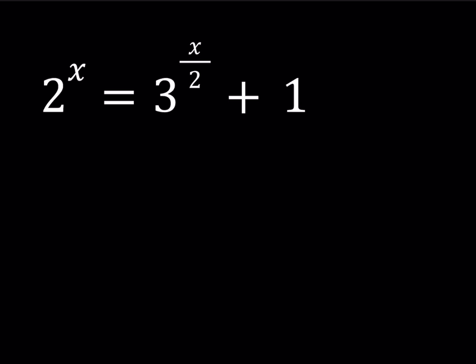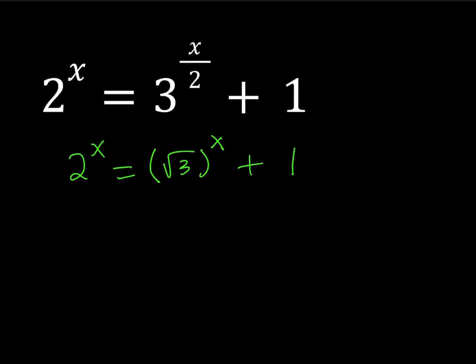We're going to divide both sides by 2 to the power x. Why? You'll see in a little bit. But before we do that, let me write 3 to the power x over 2 as square root of 3 to the power x. Why? Because you can write square root of 3 as 3 to the power 1/2, or you can write 3 to the power x over 2 as 3 to the power 1/2 to the power x, and this is what you get from there. So this is my equation.